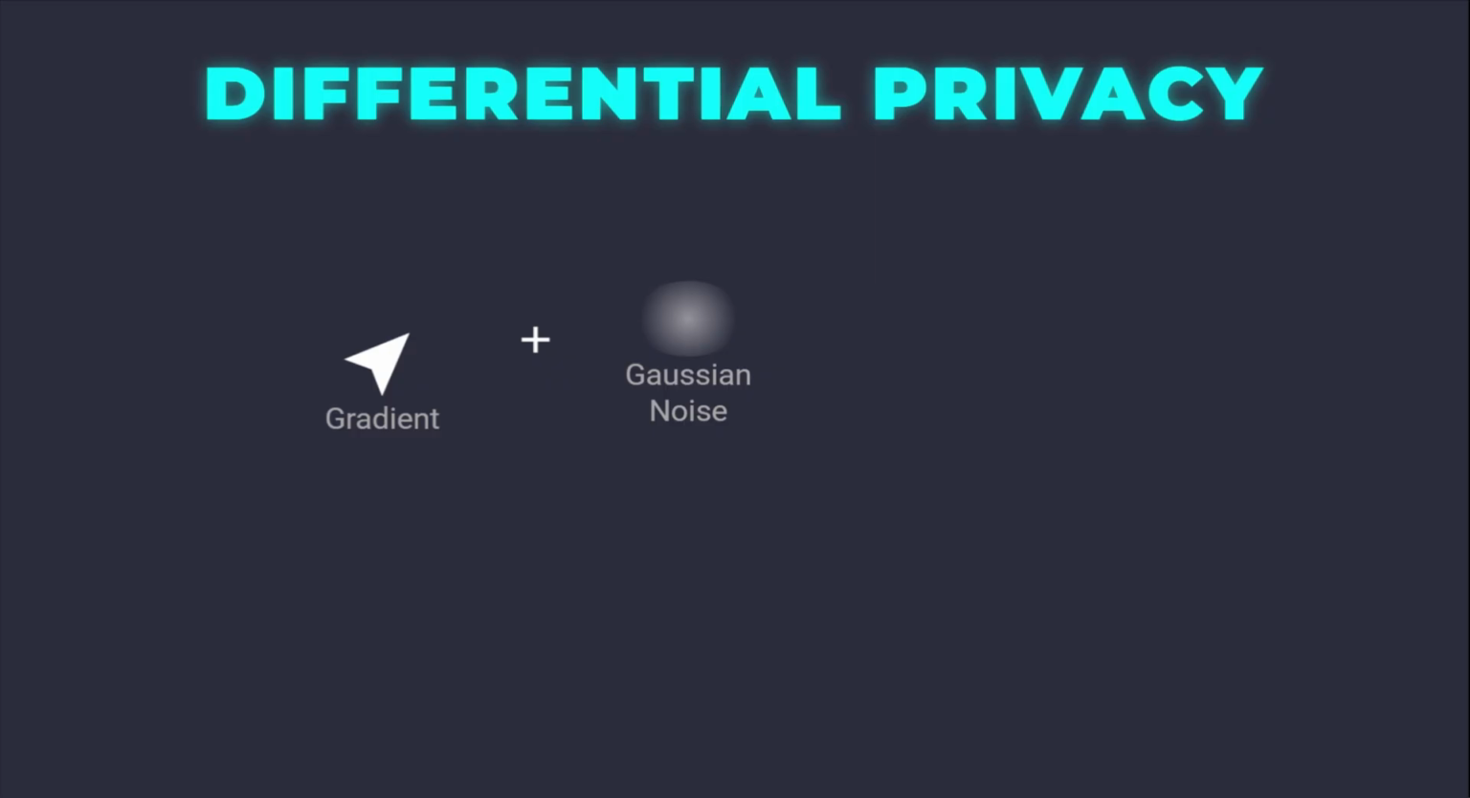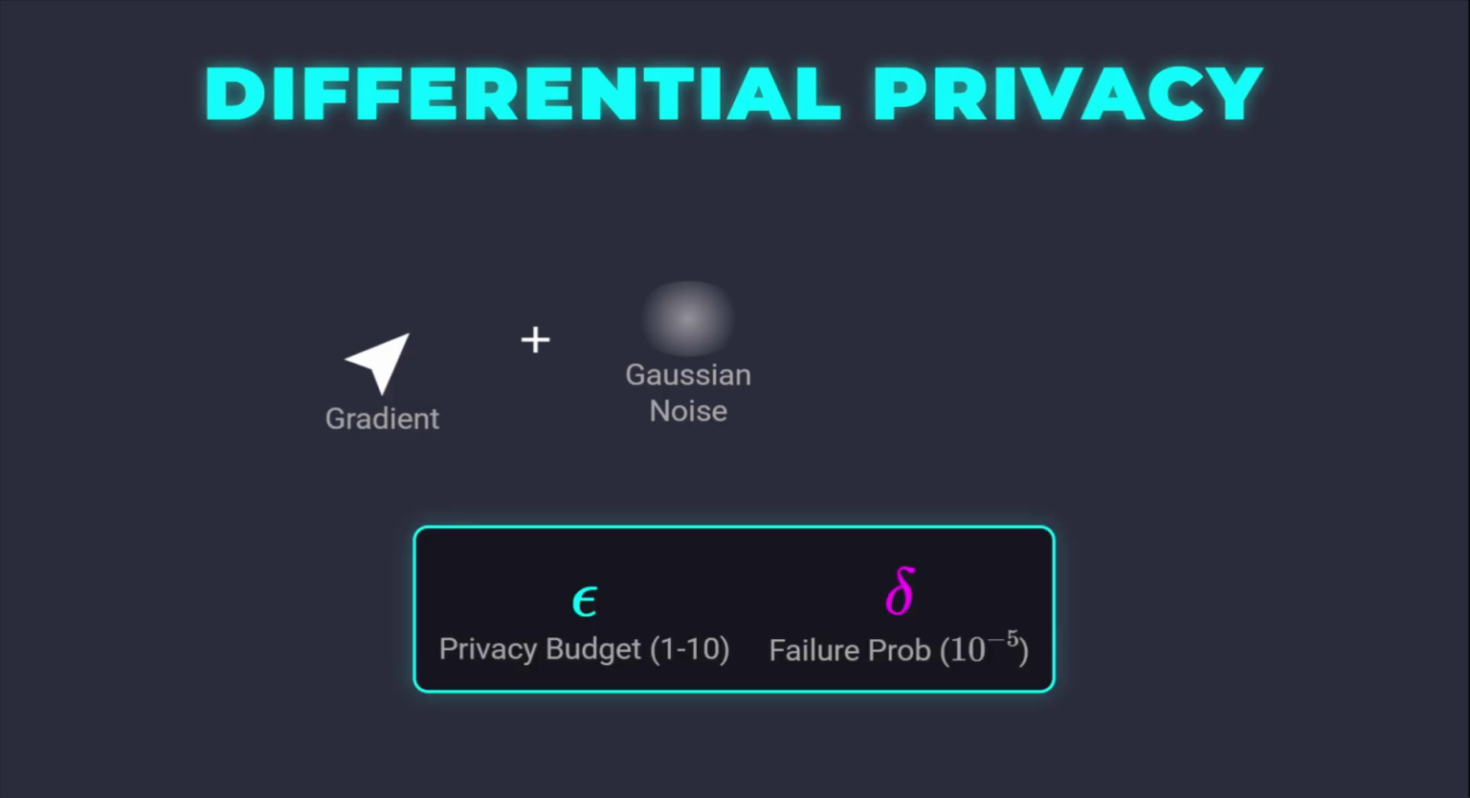To achieve regulatory compliance, we integrate differential privacy directly into the training loop. This is implemented by applying the Gaussian mechanism to the gradients of the discriminator during the backpropagation step. Define the privacy budget using epsilon and delta parameters. Epsilon quantifies the maximum information leakage, typically set between 1 and 10 for practical utility.